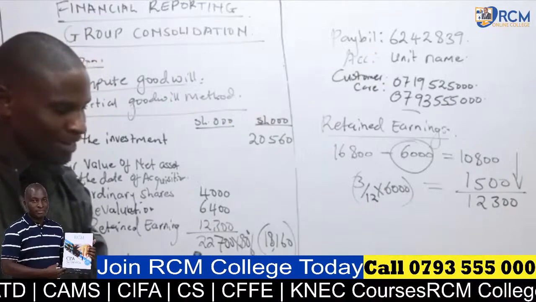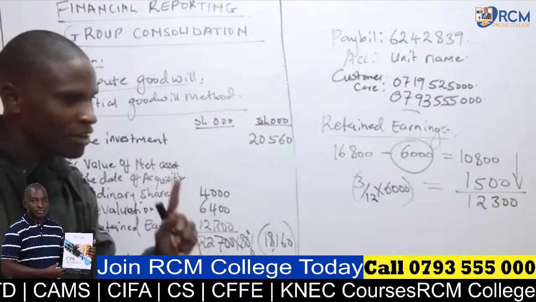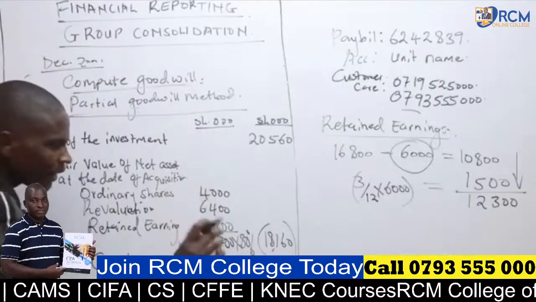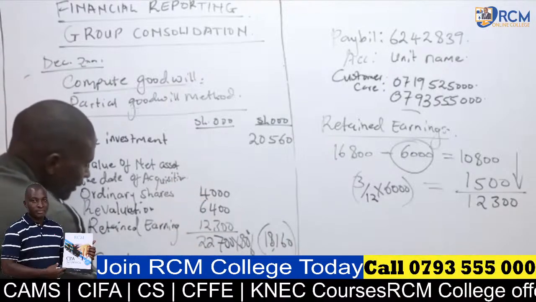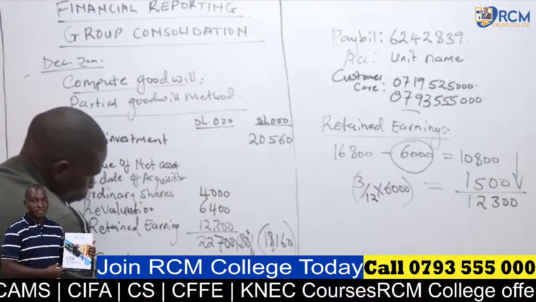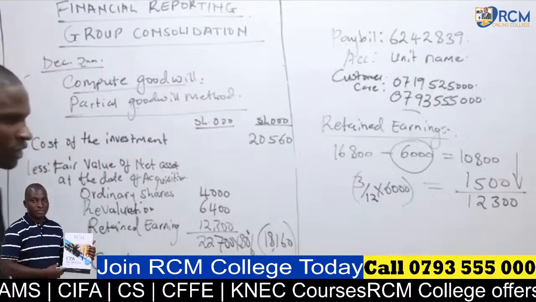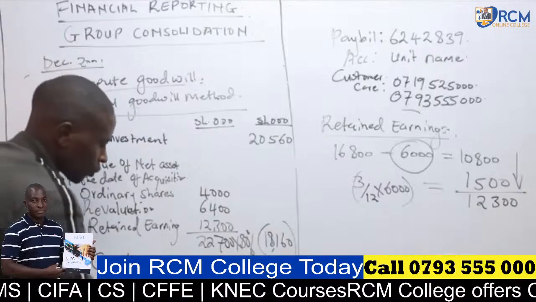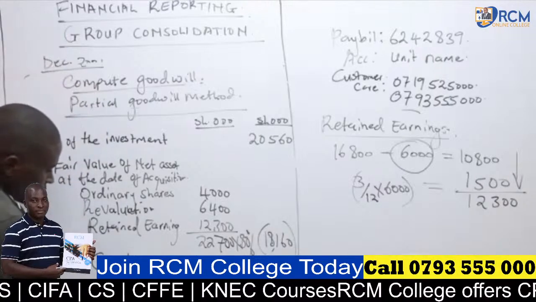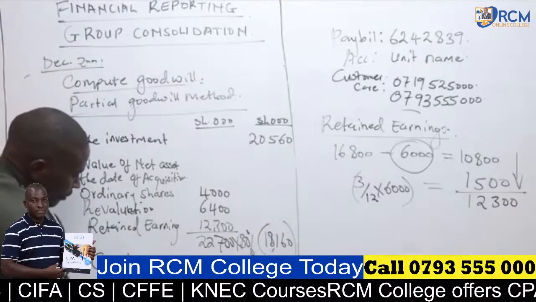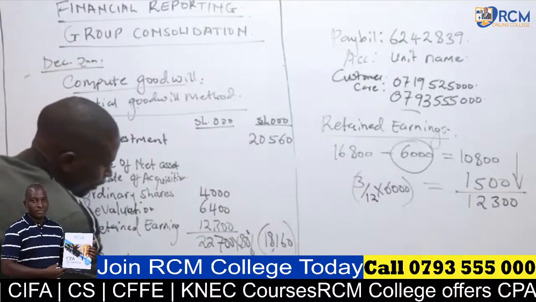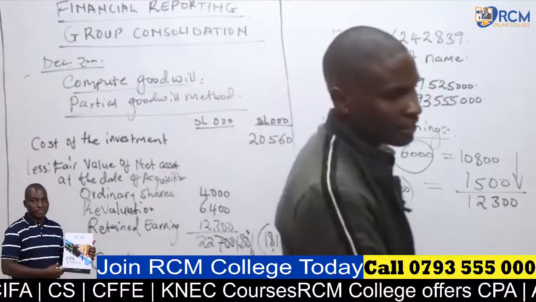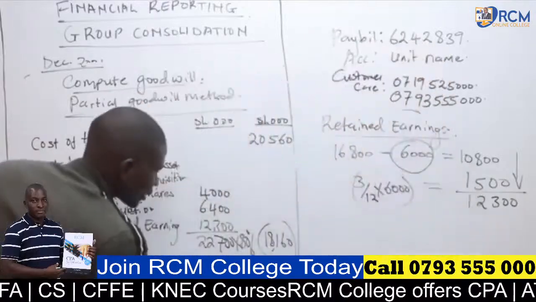Acha tuone, angalia tu swali, ni the last point, 25%. So this goodwill qualify to be called goodwill at acquisition, wakati ilichukuliwa. Therefore, this goodwill sio yenye tutapeleka kwa financial position, because we have to less impairment of 25%. 25% of 2,400 ni ngapi? 600. Thank you very much.